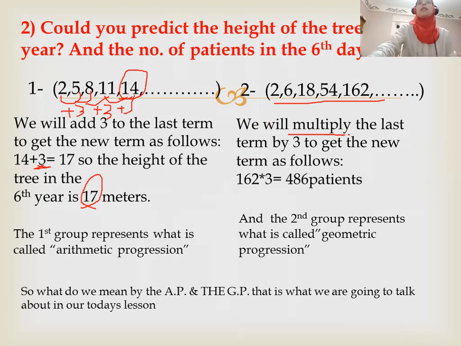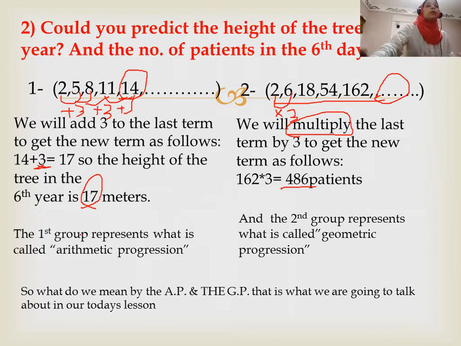Well, we multiply. Why don't you add in this one? Because as we move from one number to the next, we notice that the previous numbers are multiplied by a fixed number, which is 3. Well done. So you will do the same thing to predict the number of patients in the 6th day. Well, well, well.